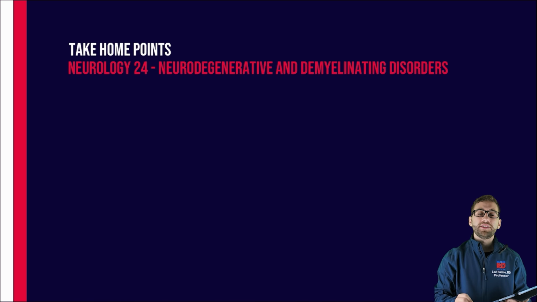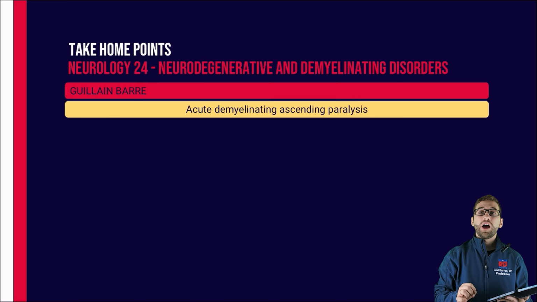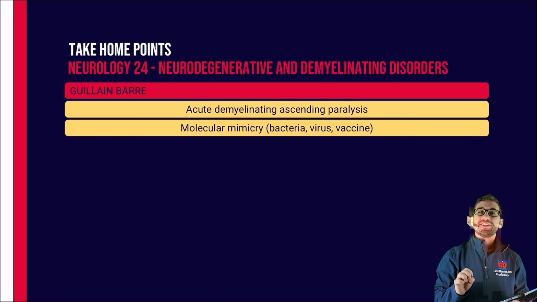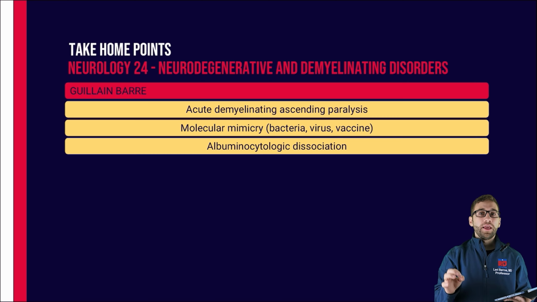Moving on, Guillain-Barré syndrome is an acute demyelinating disorder of the peripheral nerves, often following an infection or vaccination. It presents with ascending paralysis and albuminocytologic dissociation in the CSF. In case you don't remember, albuminocytologic dissociation means there's a lot of proteins but very few leukocytes. In the liquor, of course.